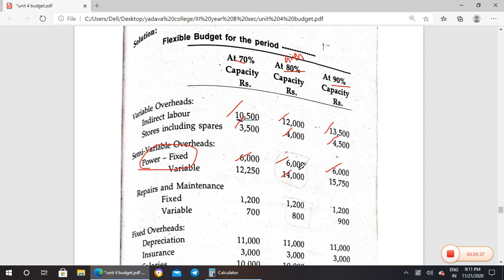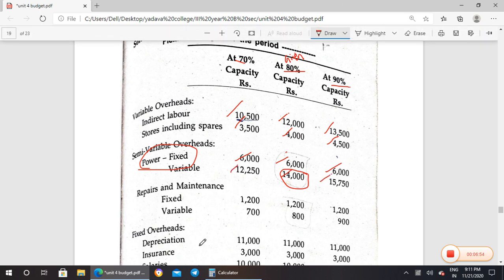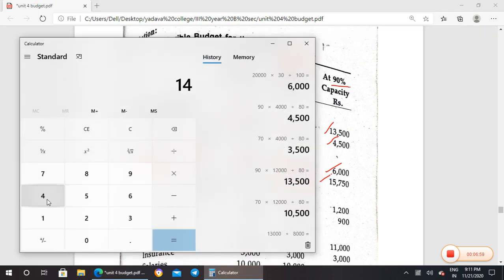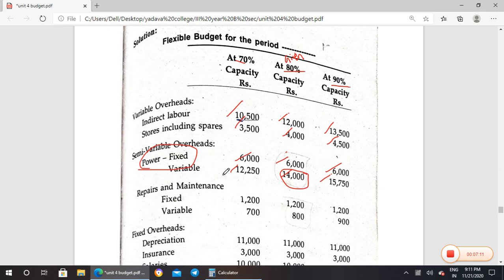Likewise, we cannot calculate like this. We have to do it according to the given one. So we just have to find fixed minus variable, 14,000. With the help of this 14,000 only, we have to calculate for 70 and 90. As usual, the variable is calculated with the 14,000. So 14,000 into 70%, I am going to calculate, divided by the given 80. So 12,250 as the variable.